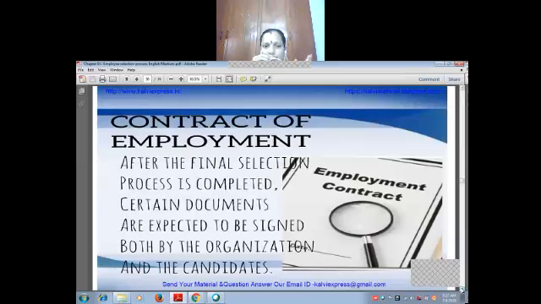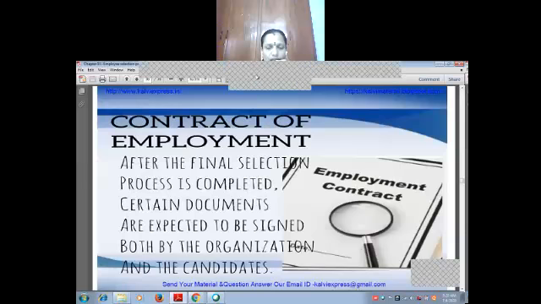After the final selection process is complete, certain documents are expected to be signed. You have to sign some documents, both by the organization and the candidate. So the organization will also sign, and the candidate will also sign in that contract. By any chance, if you leave the job in between, the company will be affected. So they should avoid that. That's why they are giving this contract.